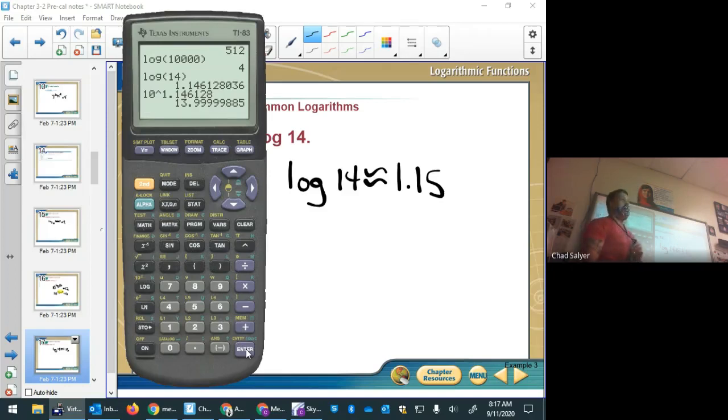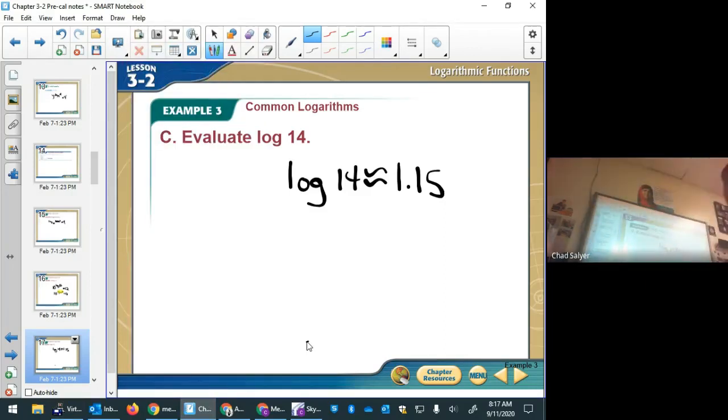That's almost exactly 14. And the reason why it's not exactly 14 is I didn't use more decimals. Okay, so any question about how this works? All right, the logarithm.